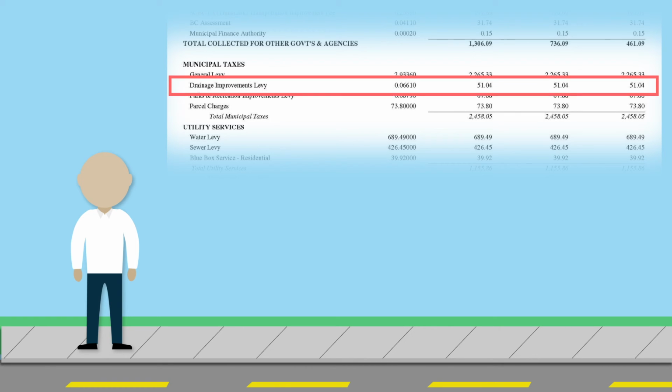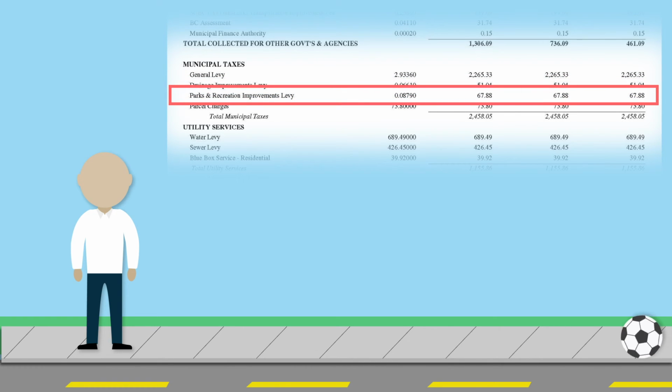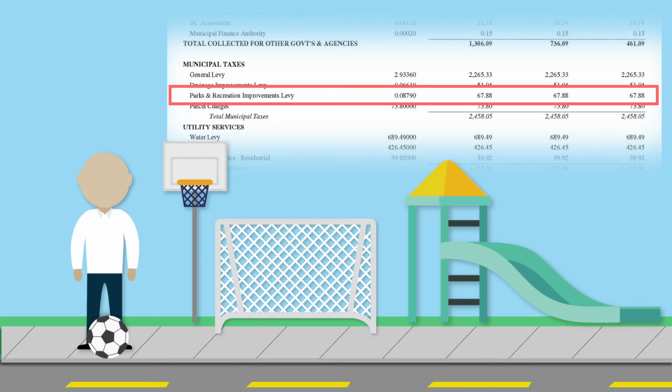There is also a Parks and Recreation Improvements Levy, which is a specific tax allocation to pay for investments in new sports fields and recreation facilities for area youth. This amount is separated out of the general section to reflect that there is a specific plan in place and timeline where the projects will be fully funded.